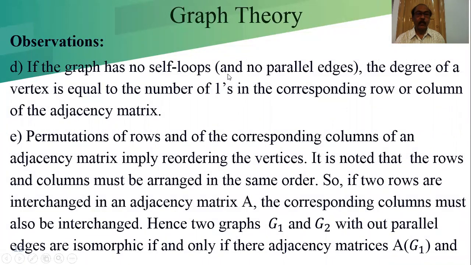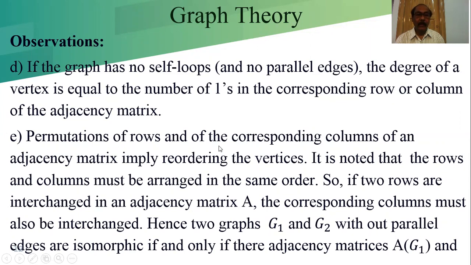If the graph has no self loops and no parallel edges, the degree of a vertex is equal to the number of ones in the corresponding row or column of the adjacency matrix. Since it is a symmetric matrix, if we add along the row, however many ones there are is the degree of the vertex. In the same way, if we add the number of ones along the column, that is the degree of the vertex corresponding to that column.